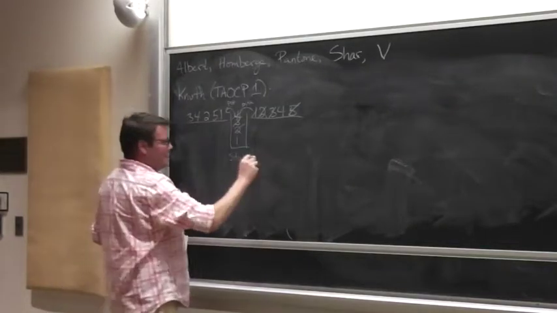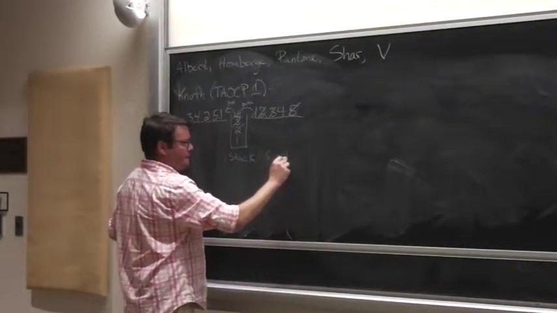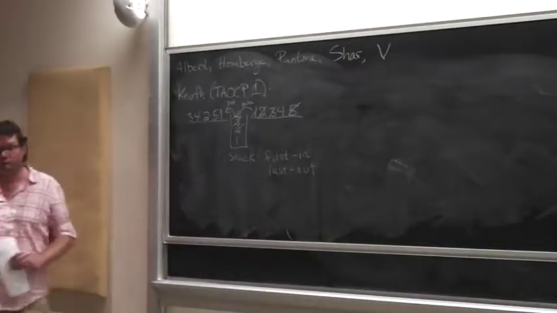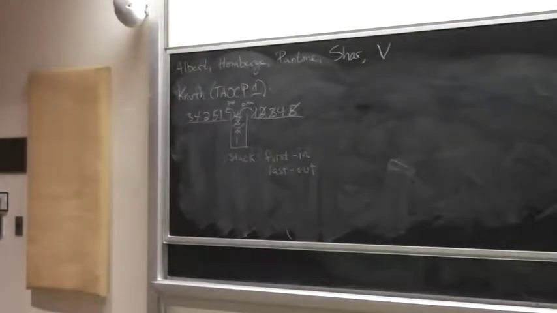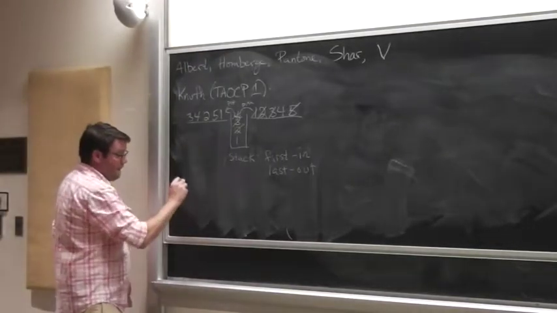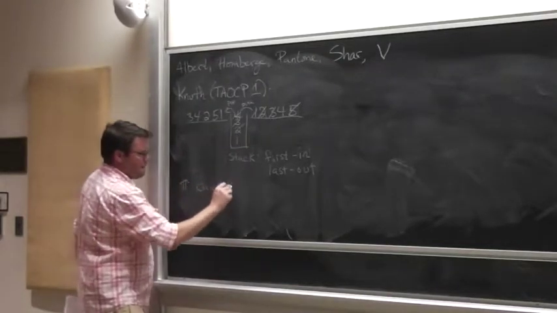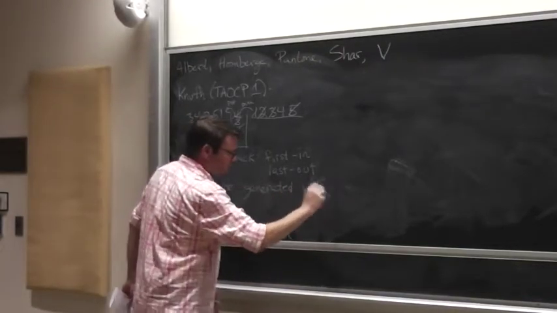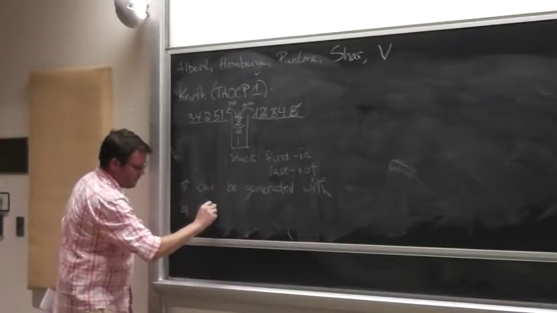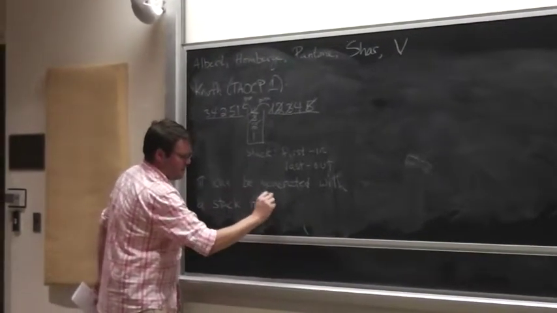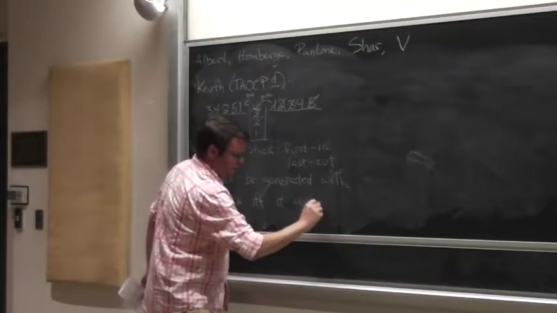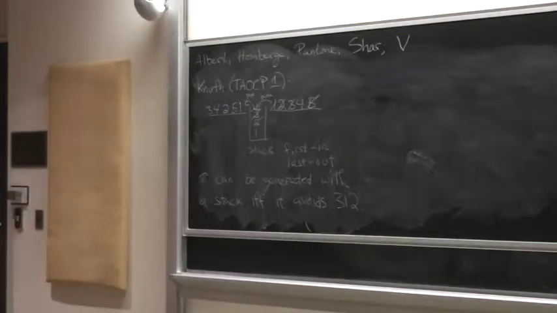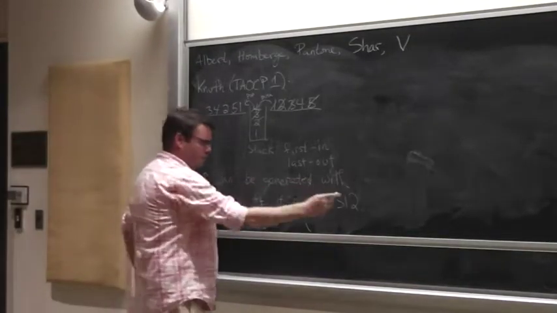A stack is just a first in, last out data structure, and we're interested in generating things with these data structures. So Knuth's result was that pi can be generated with a stack if and only if it avoids 3, 1, 2. Okay, so I should just explain this word avoids quickly.